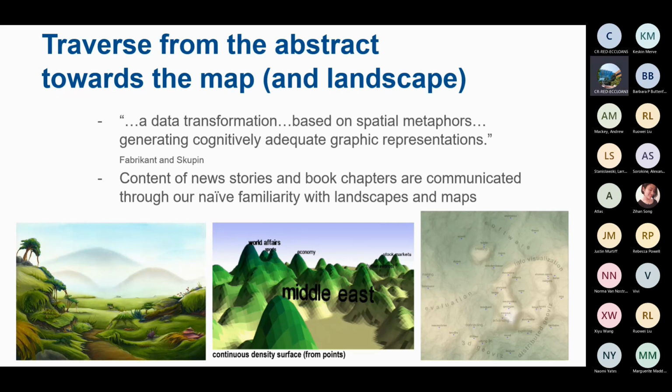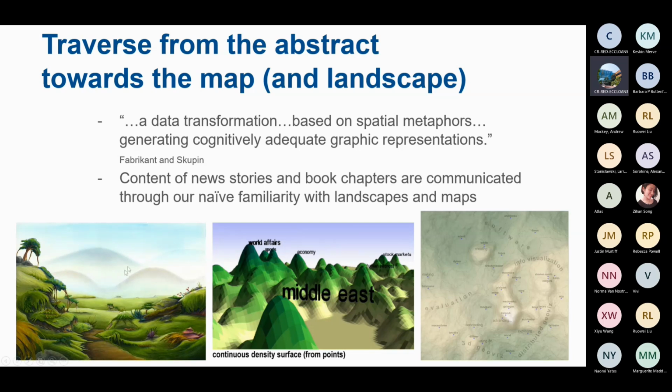Spatialization originates in GI science with Sara Fabrikant and also Andre Skupin, and they defined it formally as a data transformation based on spatial metaphors. Here we're looking at the map and landscape as spatial visual metaphors for generating cognitively adequate graphic representations. And here's a few examples.